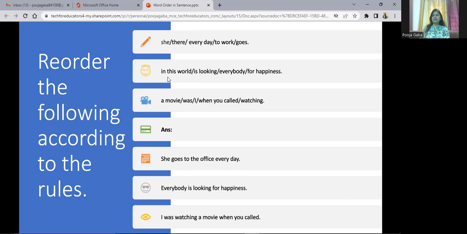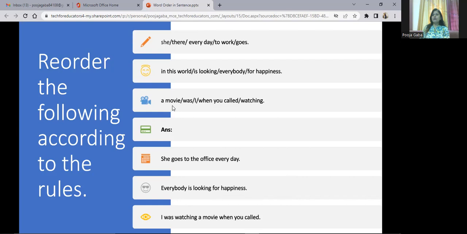See the next example. In this world is looking everybody for happiness. First you have to find out the subject. Here the subject is everybody, so it will come in the beginning. And then the verb. The verb is is looking. For happiness: for is a preposition, so this is the prepositional phrase. And at the end we can write in this world, which can be taken as the adverb of place.